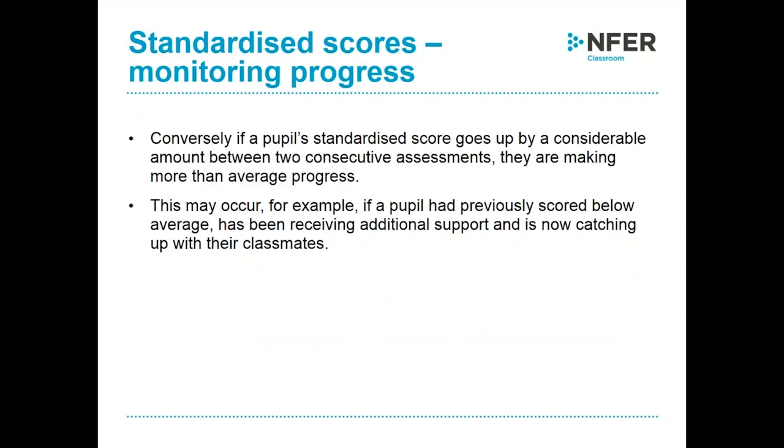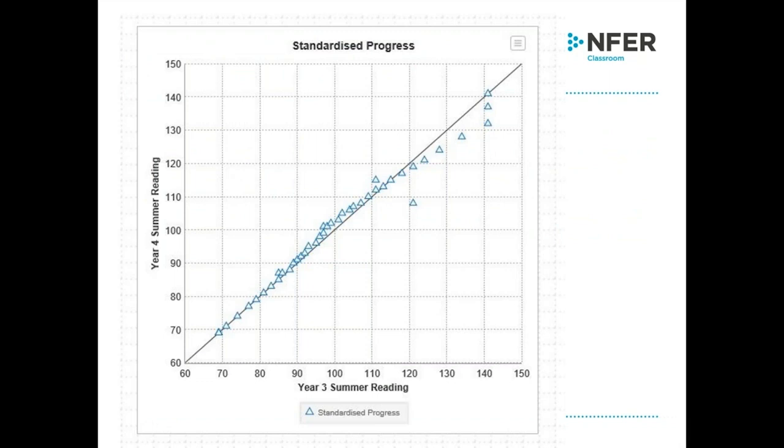So this graph is one of the reports that you can produce using NFER's analysis tool, which is available free with our NFER assessments. What it is showing is a class or a cohort's progress between two assessments. Here, the Year 3 Summer Reading Assessment at the bottom of the screen and the Year 4 Summer Reading Assessment on the left-hand side of the screen. The line through the middle shows average or expected progress.